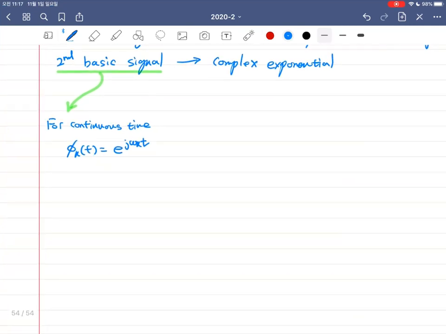And the reason why we have adopted this form is because of this eigenfunction property.